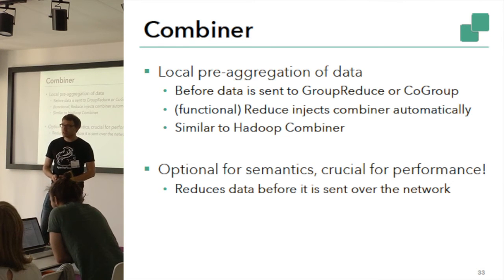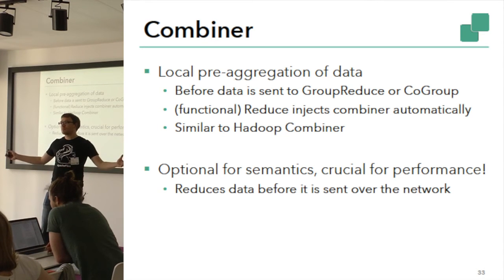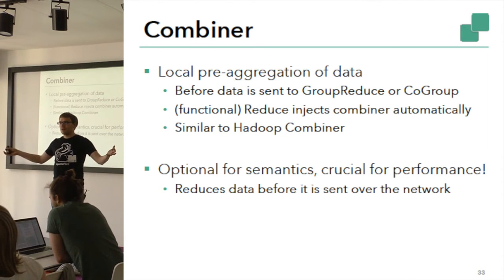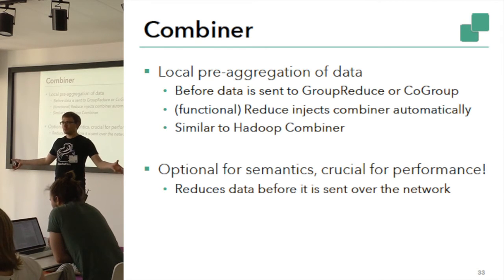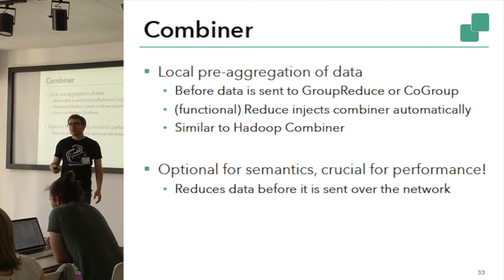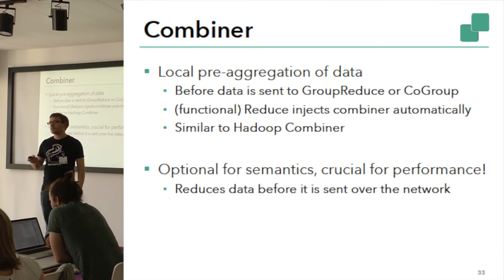Combiners are basically used for local pre-aggregation of data. So if you want to compute a sum, for example, and I have a huge data set of longs, and I want to sum it up, I can either bring them all to one machine and sum them up, or I can compute partial sums on each machine and just send the partial sums to one machine, right? And this is basically what a combiner does for you.